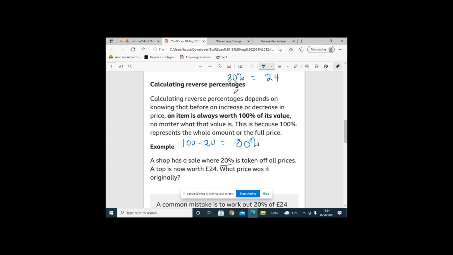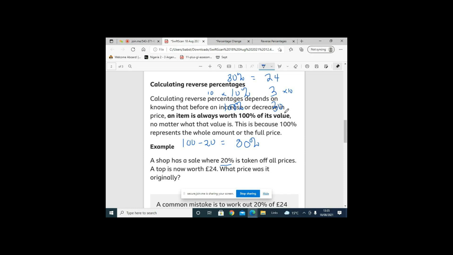So you now want to take it to 100%. If 80% of something is 24, what is 100%? The best way to do it is to divide both sides by 8. If you divide 80% by 8, you will get 10%. If you divide 24 by 8, you will get 3. So if 10% equals 3, that means 100% will be equal to 30, because you multiply both sides by 10 to get 100. That is it. 100% equals 30.